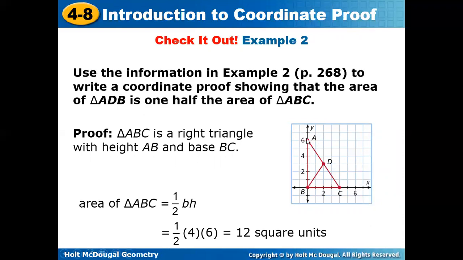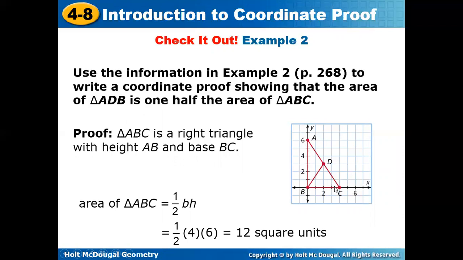Because here we know that this is a right triangle, since its vertex is on the origin. We know that the x-axis and y-axis are perpendicular to each other, so it's right. And we can use the height as AB and the base as BC.